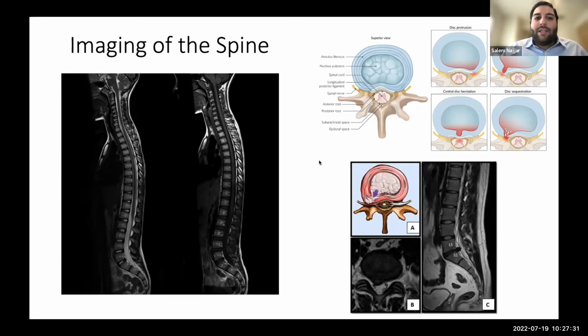Now, let's look at some imaging of the spine. Imaging of the spine is so important. That is one of the things that they will do if you have any sort of spinal issues. A lot of times they would want to see imaging to see what's going on. Now, on the left, you can see a sagittal T2 image of the spine, and a sagittal T1 image on the right. Does anybody know the difference between T1 and T2 MRIs?